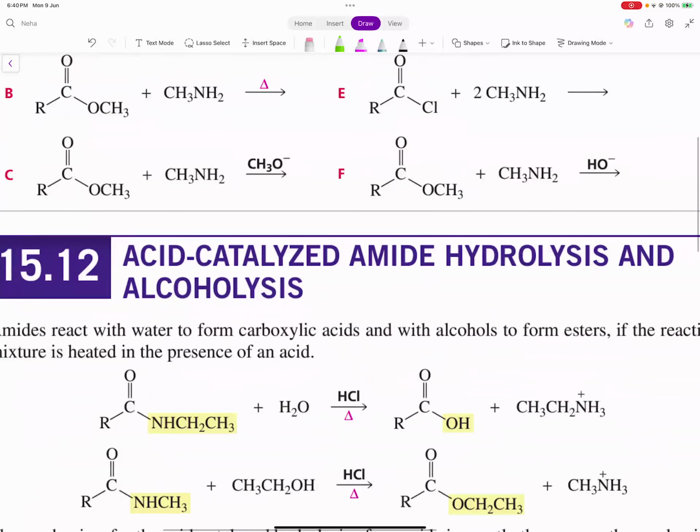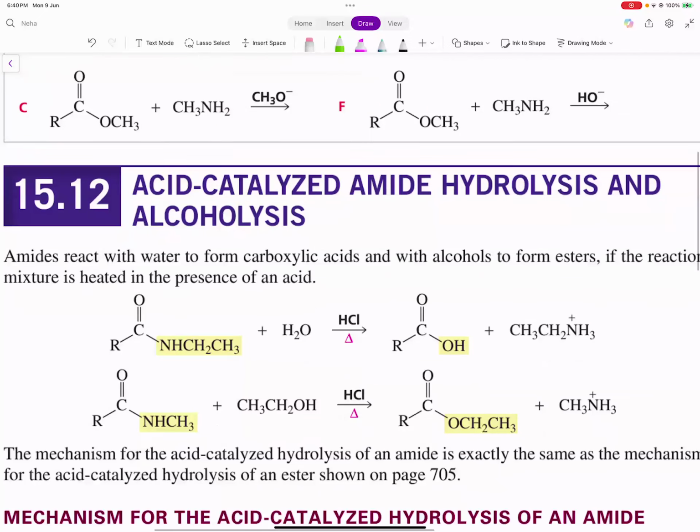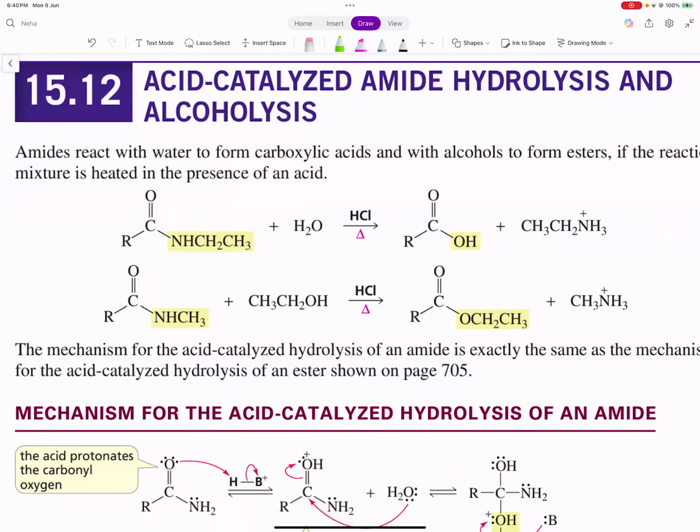Okay, and what about this now? Acid catalyzed amide hydrolysis and alcoholysis. Now we said that amides will not react with anything, but in the presence of H plus, we are able to form esters and carboxylic acids. We will be able to do this because the protonation will be there.